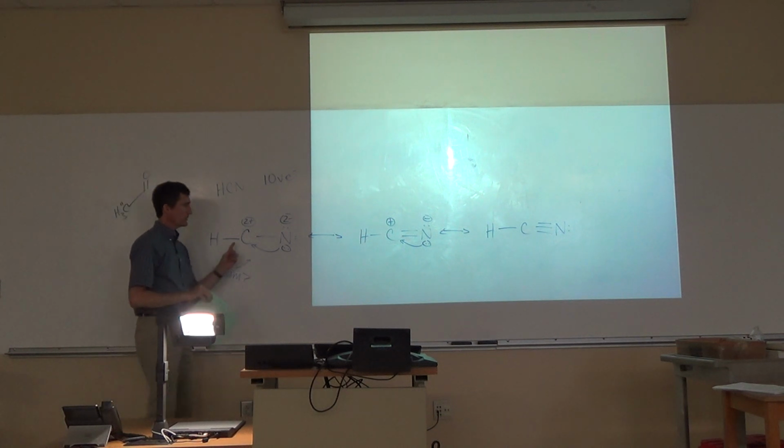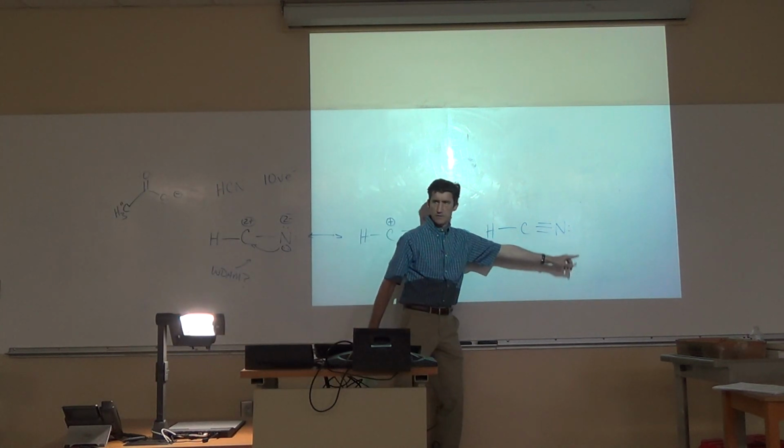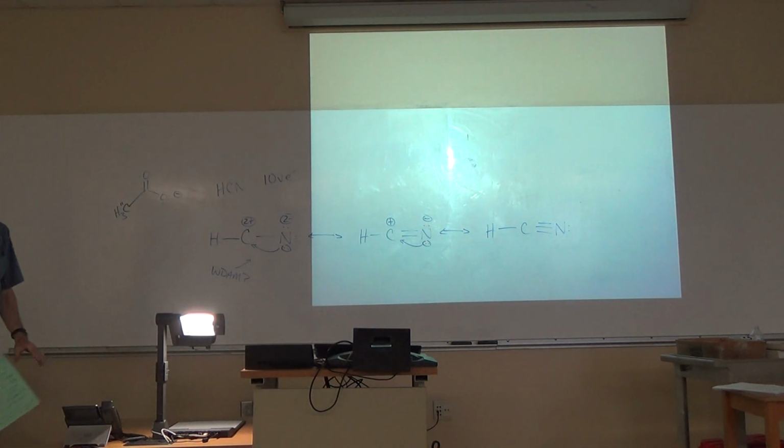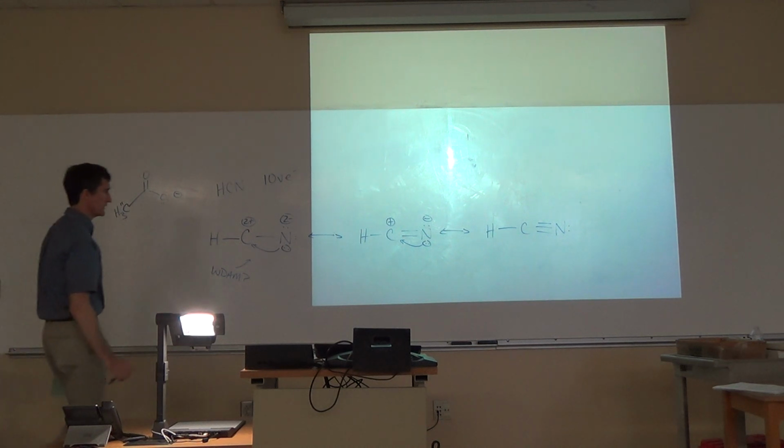You could do a structure with the hydrogen on nitrogen, but I'm not going to do that. That would be a constitutional isomer. This is the most common structure. When you say ACN, it's usually referring to this structure, this compound.